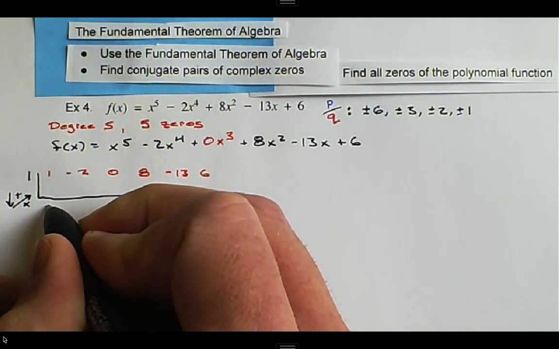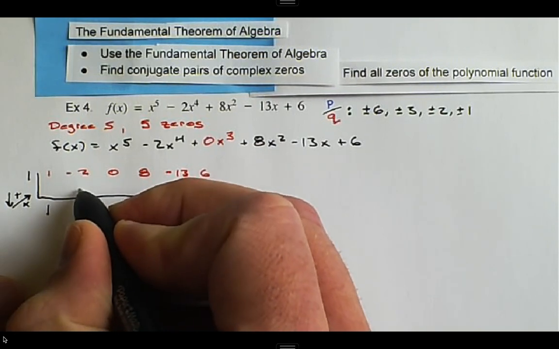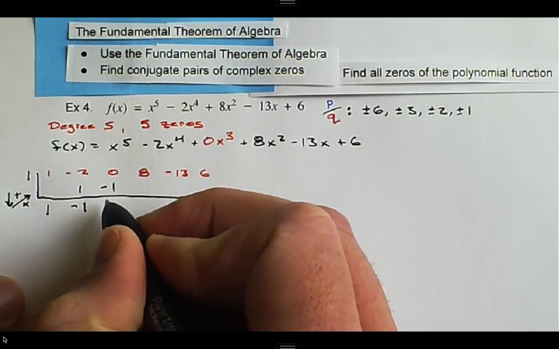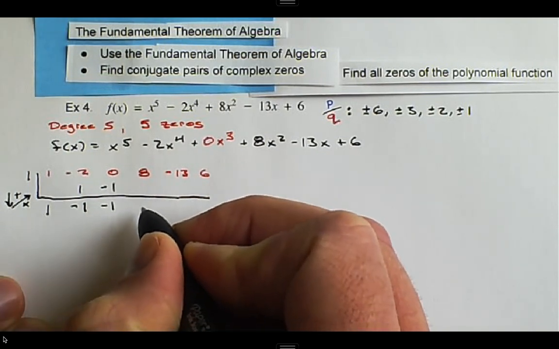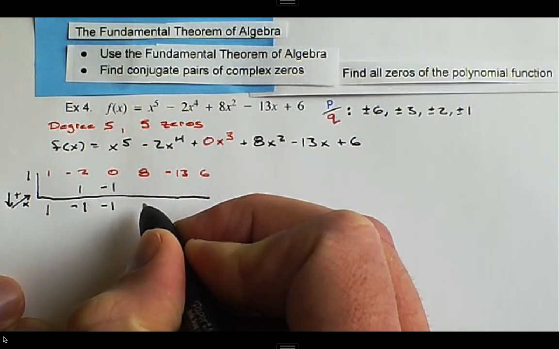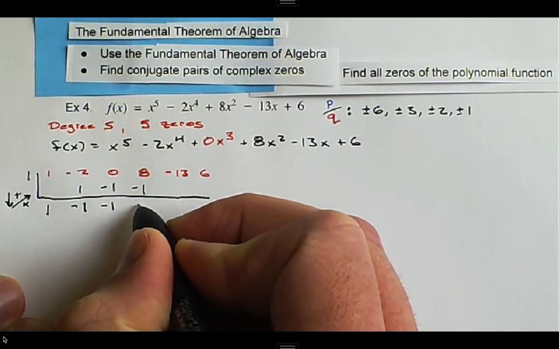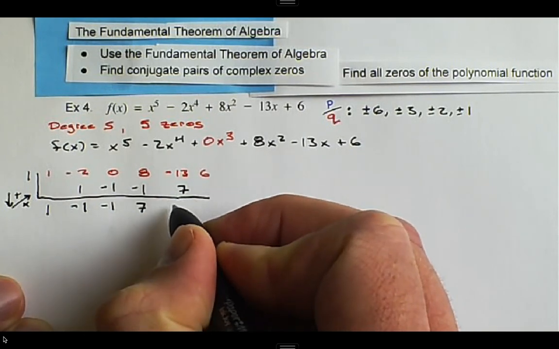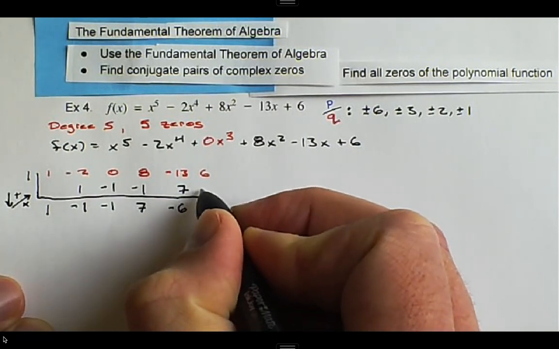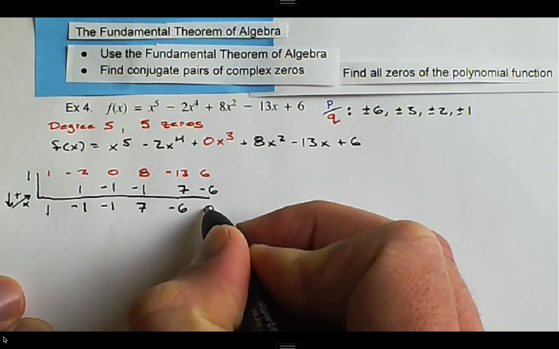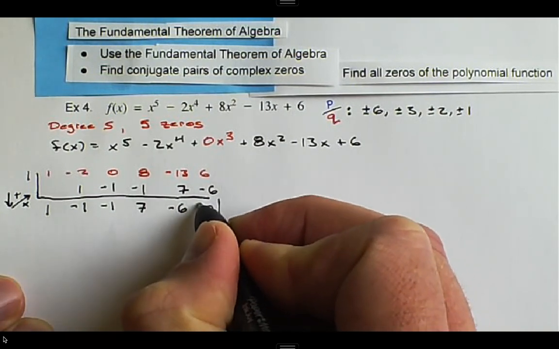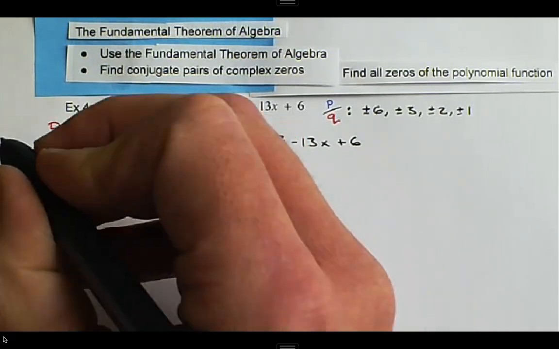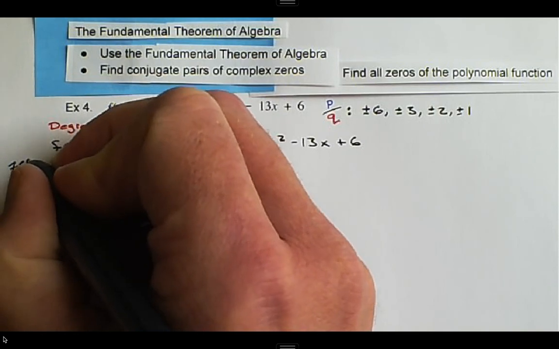So we're going to add down, we get 1. Multiply the diagonal, we get 1. Add down, we get negative 1. Multiplying the diagonal, we get negative 1. Add down, we get negative 1. Multiply on the diagonal, and we get negative 1. Add down, we get 7. Multiply on the diagonal, we get 7. Add down, we get negative 6. Multiply on the diagonal, we get negative 6. And then we get our remainder is 0. So because the remainder is 0, we know that 1 is a 0.